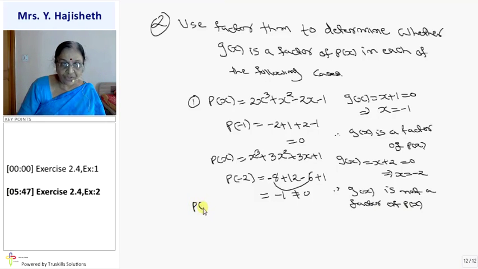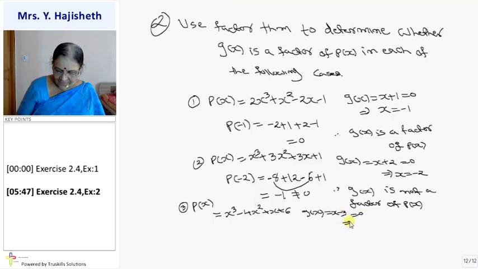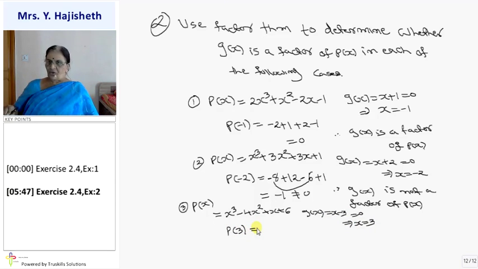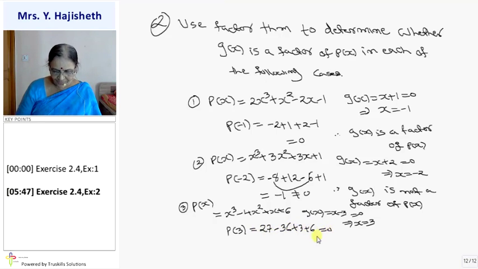Now, third one, you try at home. I am giving you first, second and third. p(x) is x cube minus 4x square plus x plus 6, and g(x) is x minus 3. So x minus 3 is 0, so x is 3. Find out p(3). If p(3) is 0, then x minus 3 is a factor. If p(3) is not 0, x minus 3 is not a factor. Come on, do it. 27 minus 36, plus 3 plus 6. 3 cubed is 27, minus 9 times 4 is 36, plus 3 plus 6. Is it coming 0? Yes. Therefore, g(x) is a factor of p(x). Do it at home, later I will get you to do it.